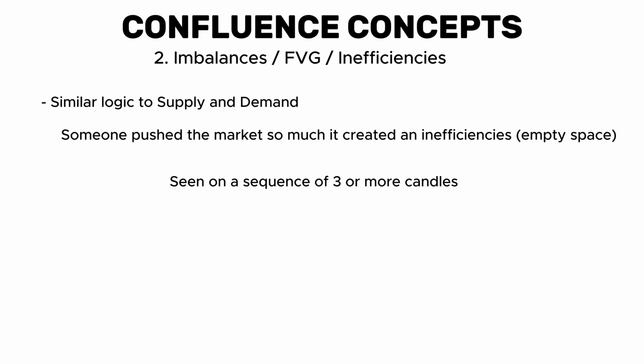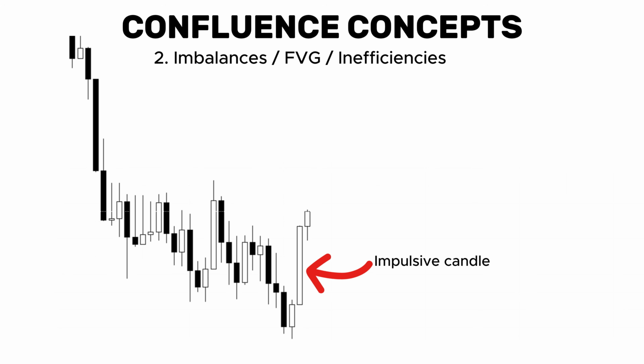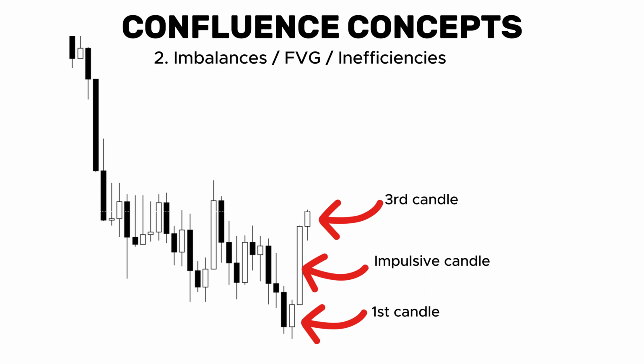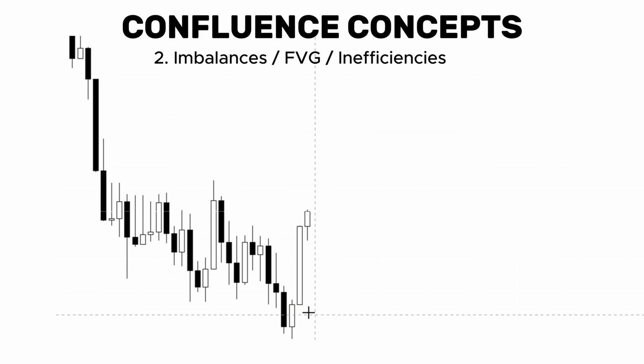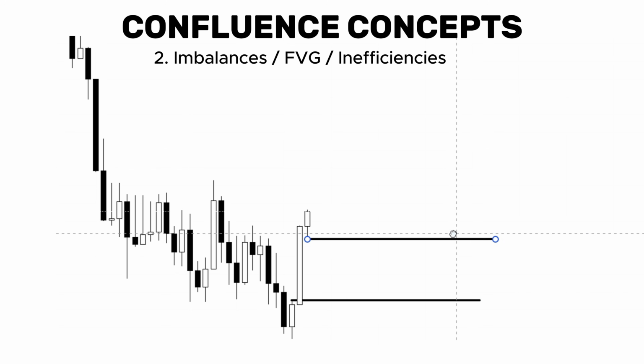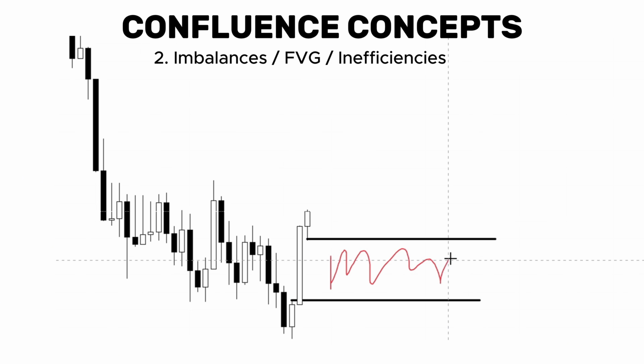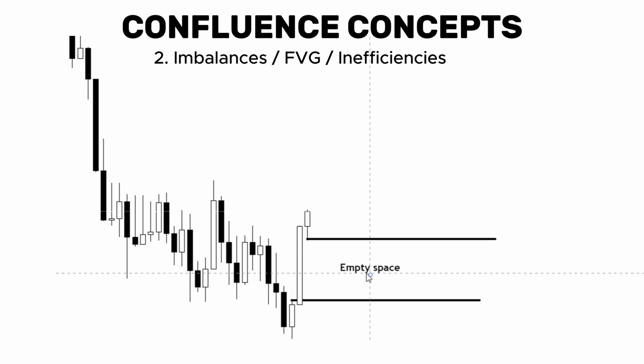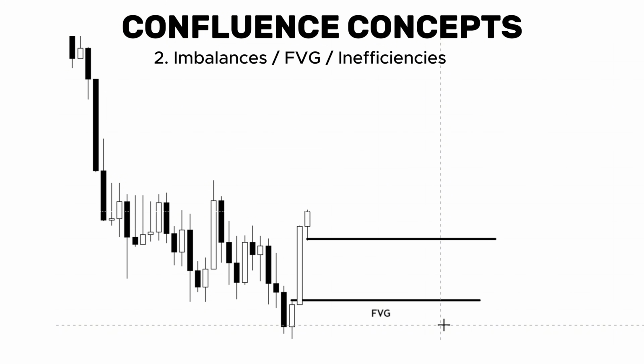It's usually seen on a sequence of 3 or more candles, from which we have the impulsive candle itself, which is the second candle, the candle before the impulse, which is the first candle, and the candle after the impulse, which is the third candle. The main point is that on uptrends, if we take the higher wick of the first candle and connect it with the lower wick of the third candle, if there is an empty space between the price, this becomes a valid bullish fair value gap or inefficiency that waits to be filled and rejects to the upside from it.